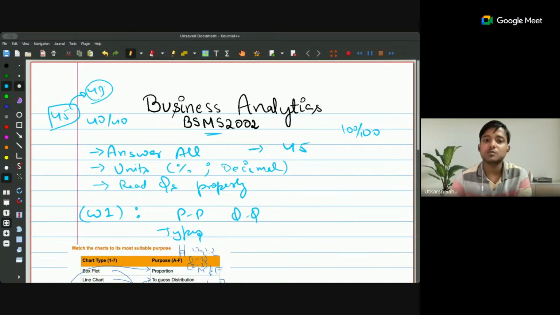Whatever you have, it would be taken as the maximum. If you have, sorry, minimum. If you have 43, you come down to 40. If you have 38 out of 45, it will become 38 out of 40. So this is also a very good score considering this thing.